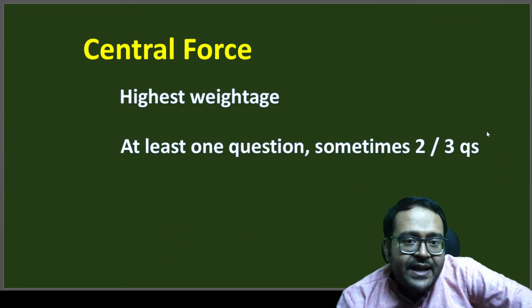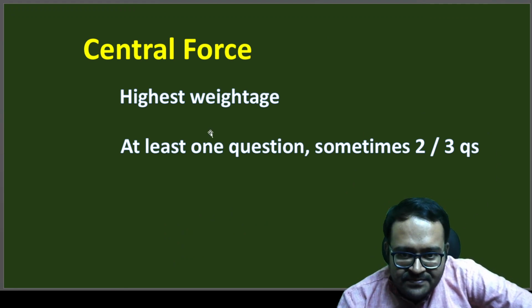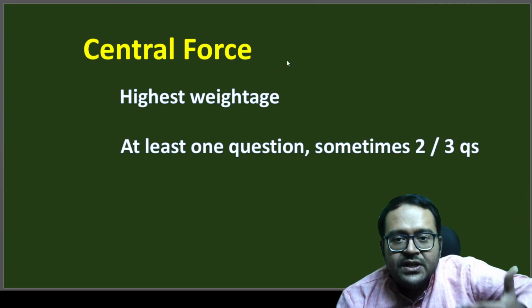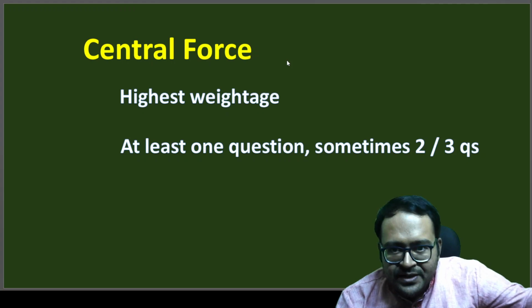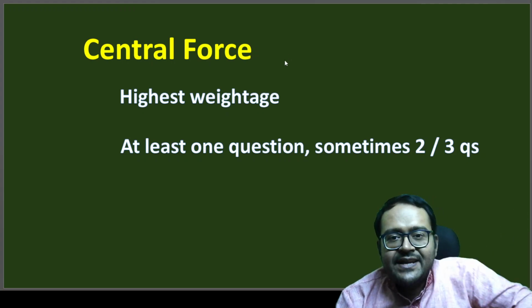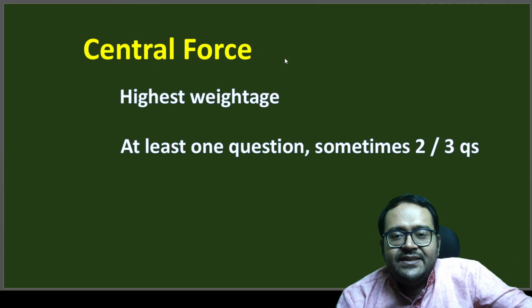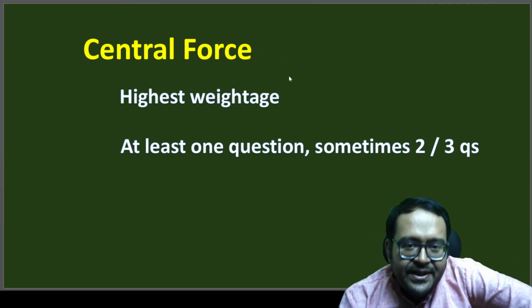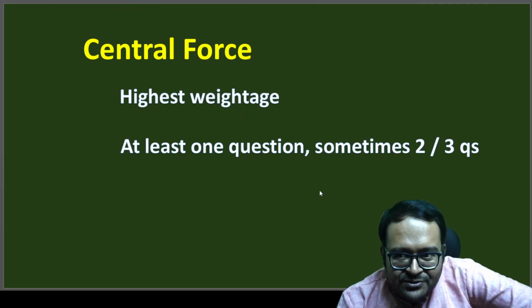Central force has highest weightage in CSIR NET Newtonian part, because it comes under Newtonian mechanics part as well as analytical mechanics, which I generally call Lagrangian and Hamiltonian part. So both types of problems are there. So at least one question, sometimes 2-3 questions.